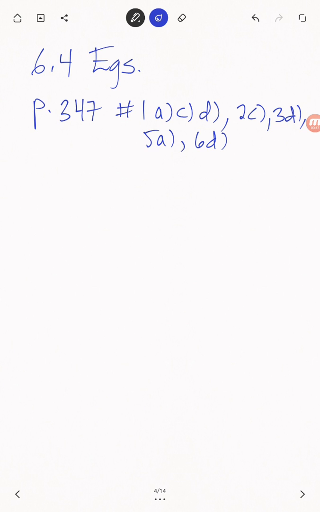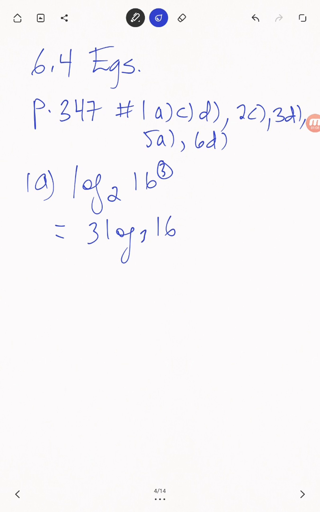All right, so question 1A on page 347, you need to evaluate log base 2 of 16 cubed. First thing we'll do is apply our power law, which means that I can bring down this 3 to the front of the log. So now it's 3 times, sorry, 2 doesn't look very clear. Let me fix that. That's 3 times the log of 16 base 2. All right. So next I'm going to evaluate the log of 16 base 2.